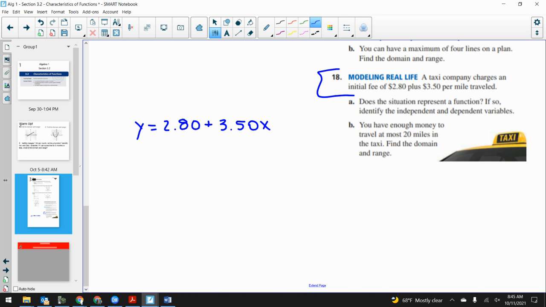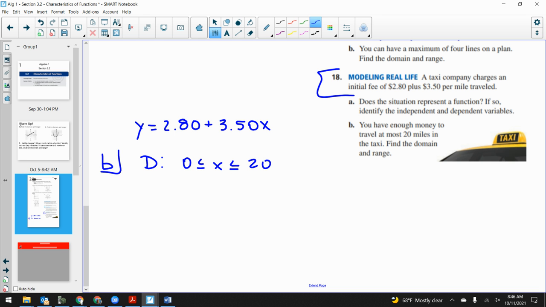Then it says you have enough money to travel at most 20 miles. Now, could I travel for 10 miles? Yeah. Could I travel for 12.5 miles? Yeah. Could I travel for 13.25678 miles? Yeah. Yes. That means that this is continuous. So here's part B. I have to talk about the domain as a continuous line from 0 to 20, right?